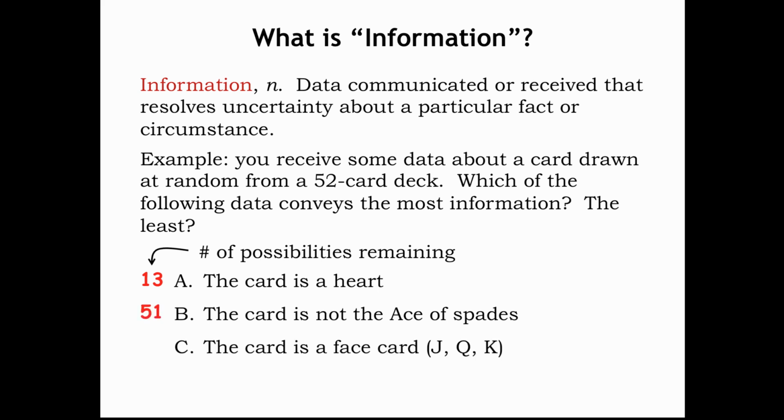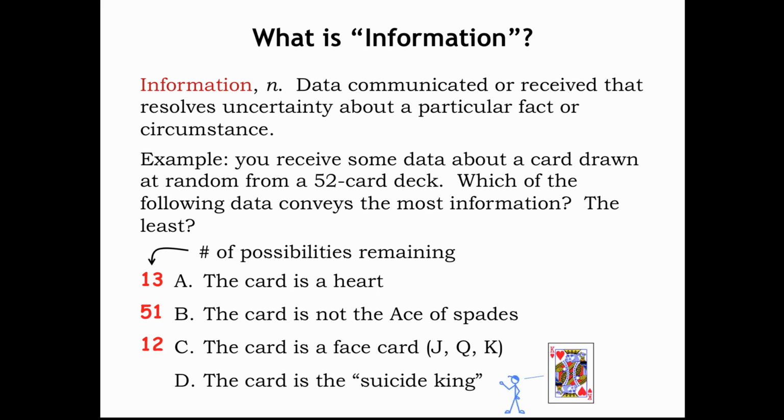C. You learn instead that the card is a face card, that is a jack, queen, or king. So the choice is one of 12 cards. D. You learn instead that the card is the suicide king. Our little blue friend is showing us that this is actually a particular card, the king of hearts, where the king is sticking the sword through his head. No uncertainty here. We know exactly what the choice was.